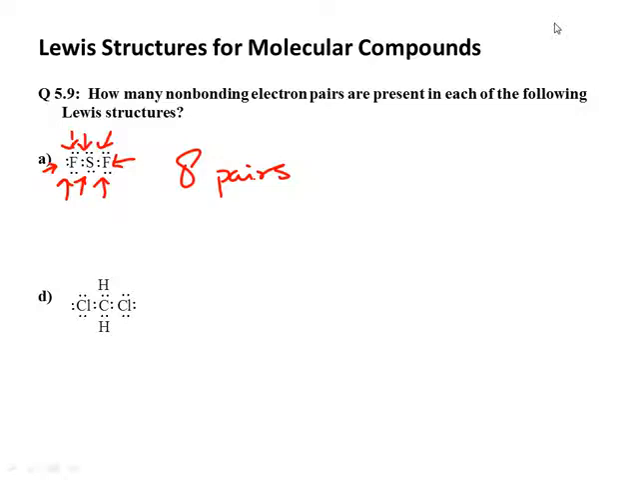Going on to the next example, same idea. The shared ones are bonded. Those are the ones that are making the covalent bond. So we are looking at the unshared. 1, 2, 3, 4, 5, 6. And that's it, 6 pairs of non-bonded electrons.